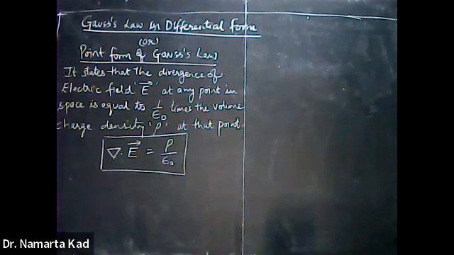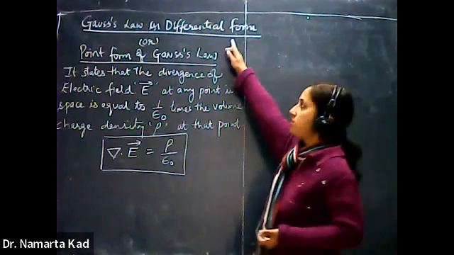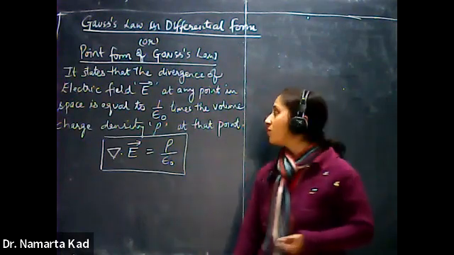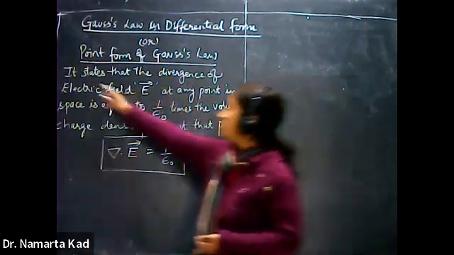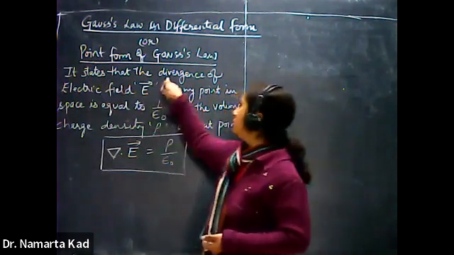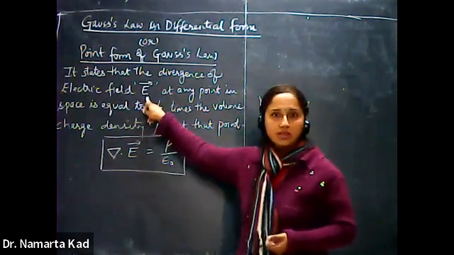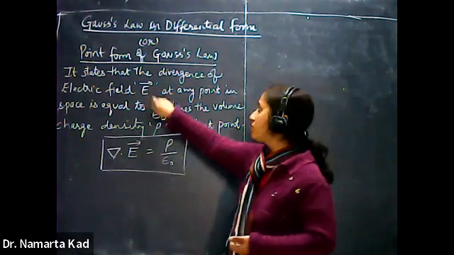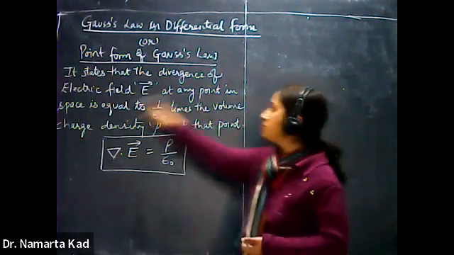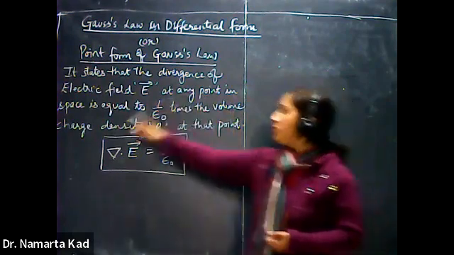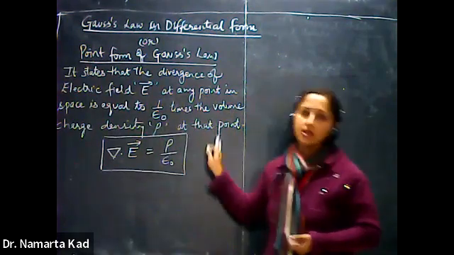Now let's start with the next topic, that is Gauss's law in differential form, also called the point form of Gauss's law. Just read the definition. It states that the divergence of the electric field E vector at any point in space is equal to 1 upon epsilon naught times the volume charge density rho at that point.